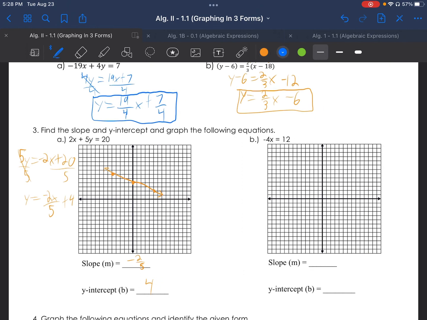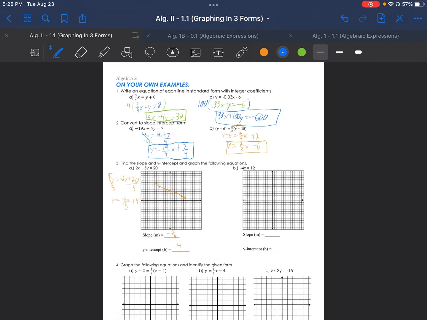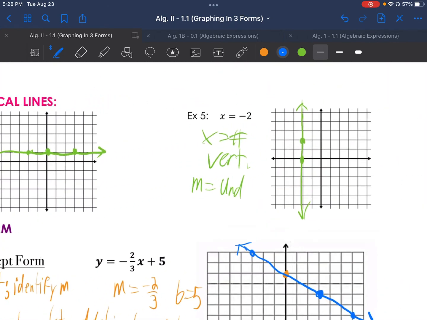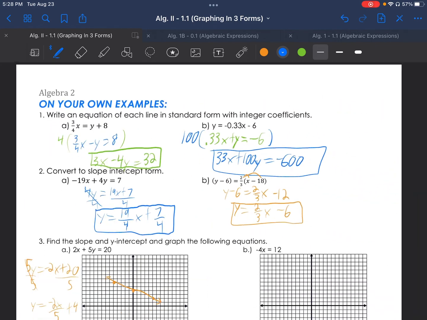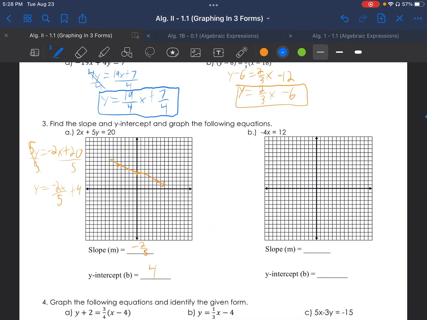Example B, there's no y, so we should have a hint from earlier that it's going to be a vertical line of some sort. So let's solve for x to figure out what vertical line that will be. We divide both sides by negative 4 to get x equals negative 3. If we remember, the slope of these lines is undefined, and there's no y-intercept. If you don't remember, graph it by asking where x is equal to negative 3, and everywhere on that line, then you can make the line out of it. Let me choose orange to make that pop a little more, to say, hey, that's an undefined slope.